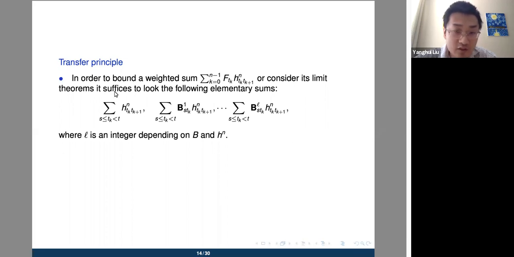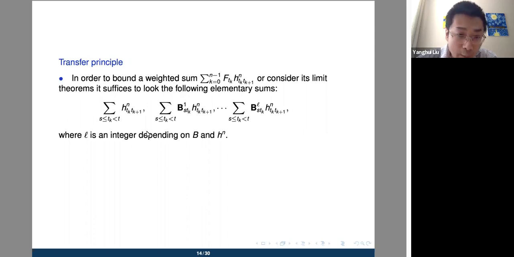the transfer principle tells us that it suffices to look at the following elementary sums. The first one is kind of like the unweighted sum. So you see, I take away the weight f, and the other terms are weighted sums, but they are simpler than our original weighted sum, because the weights are just the signature of the fractional Brownian motion.